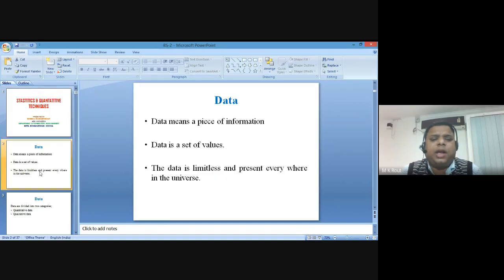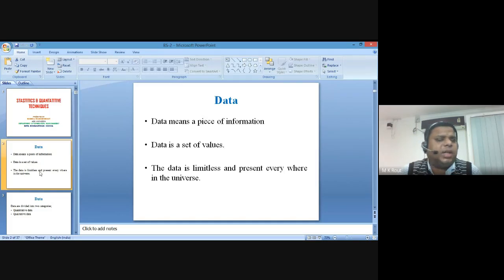Moving to the next slide, the common thing used in statistical analysis is data. We have to collect the data, organize the data, then analyze the data, then interpret the data. Finally, the result will be presented in front of your top management. So before starting that particular subject, we directly focus on data. The simple definition of data is that data means a piece of information, whether it is a number or a digit.